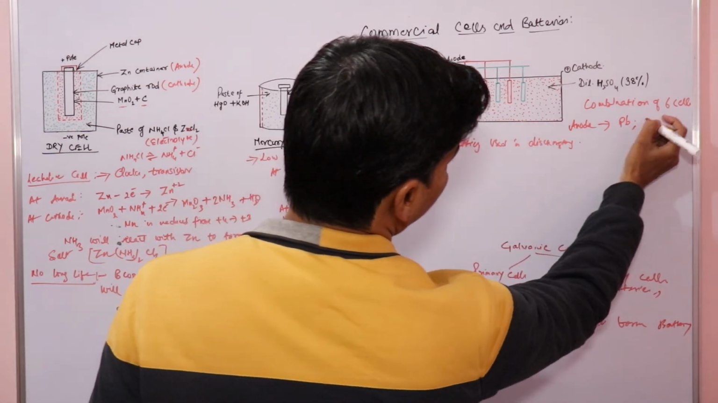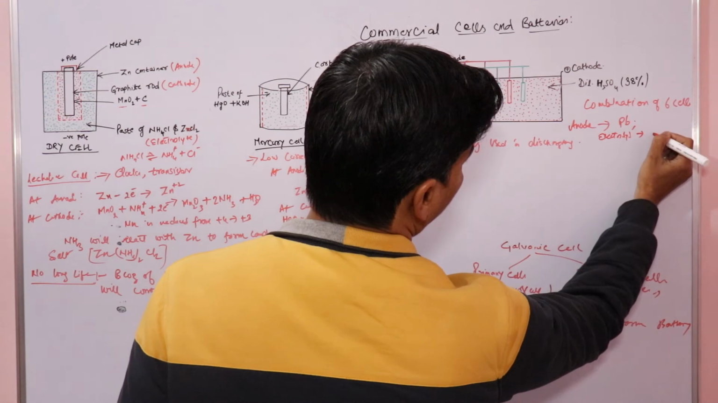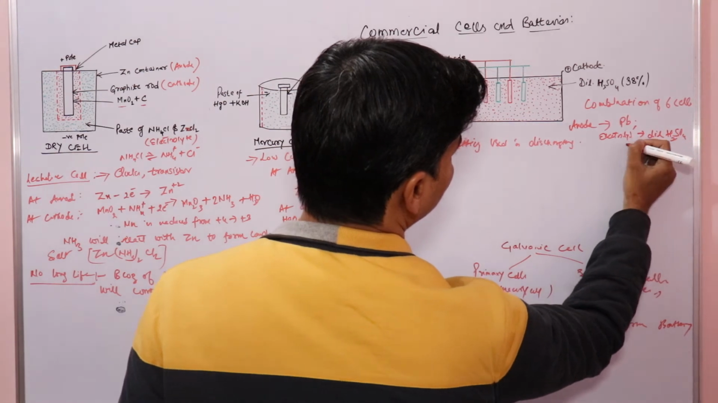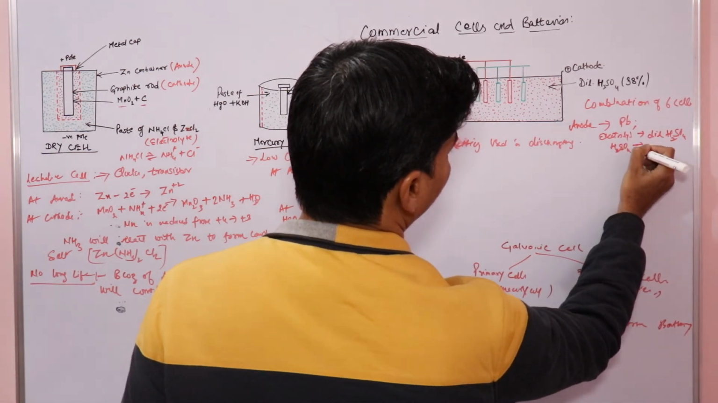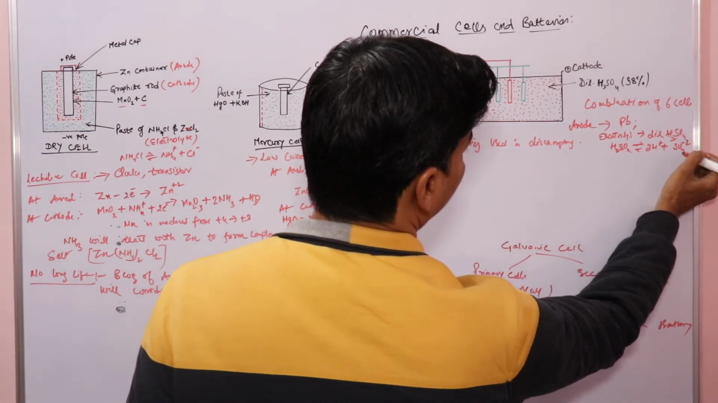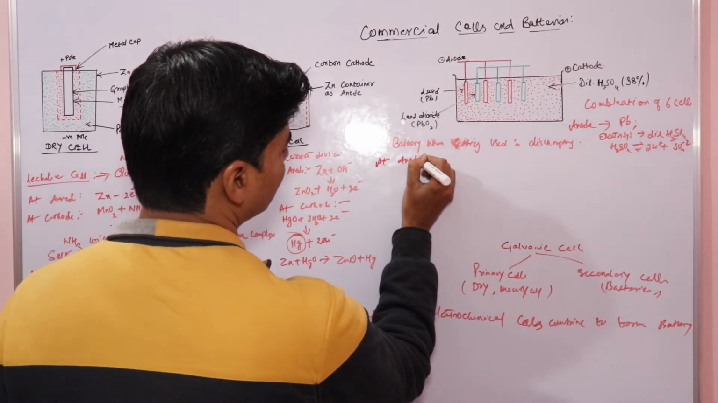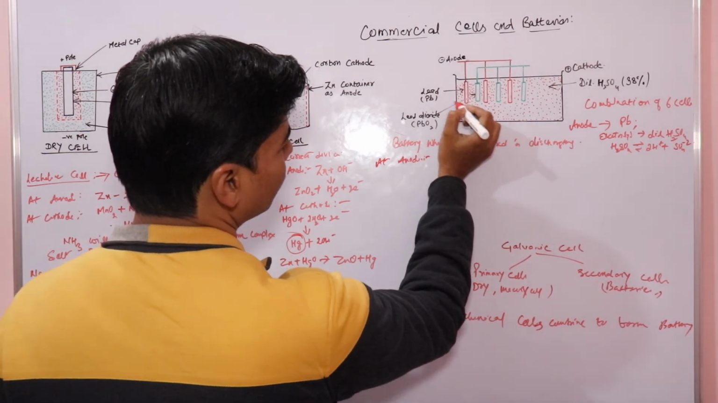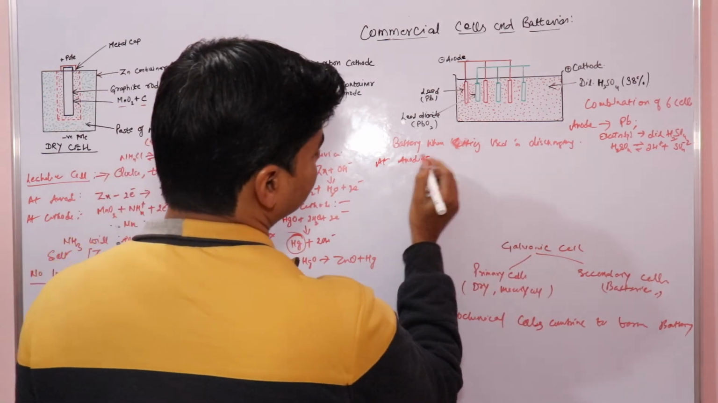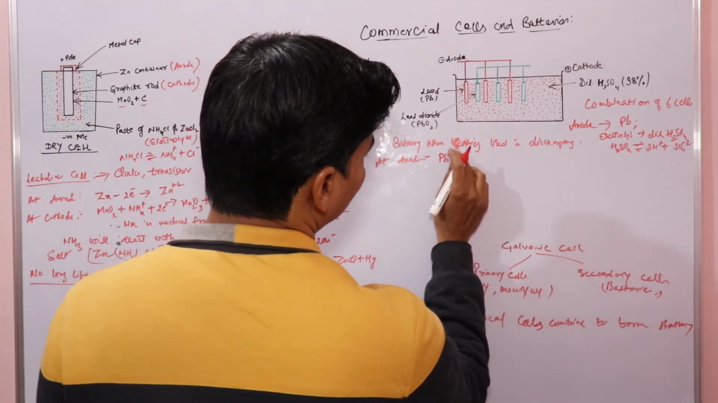The electrolyte here is dilute sulfuric acid, which upon ionization will form 2 hydrogen ions and sulfate ions. And we have the anode. Let's see what reaction takes place at the anode. The anode consists of these lead rods. So at the anode, we have sulfate ions in the electrolyte.